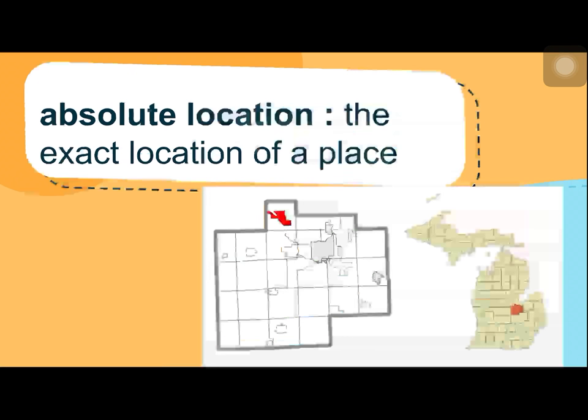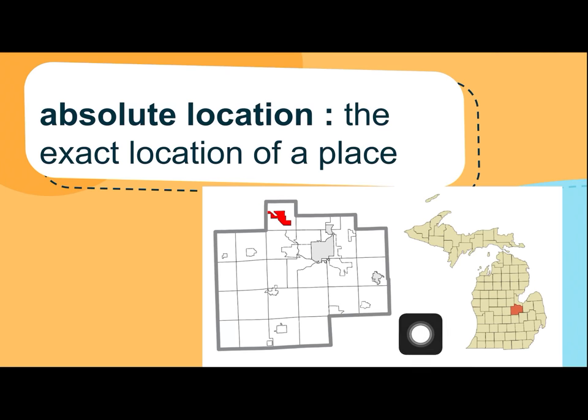Our next word is absolute location. This is the exact location of a place. So you're not just guessing, you're not saying, oh, it's over there past the trees. You have an exact coordinate or an exact address that you can tell somebody where that location is. So your home address would be an absolute location of where you live because it is the exact location of a place.